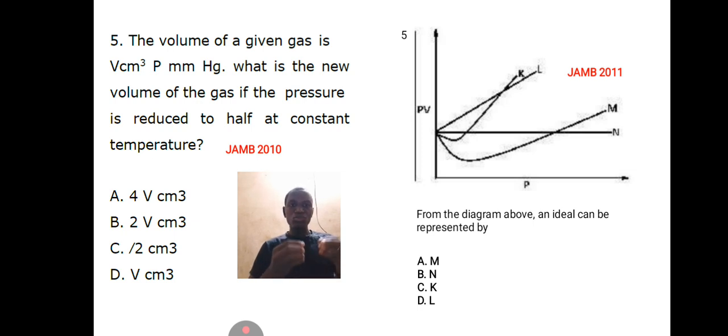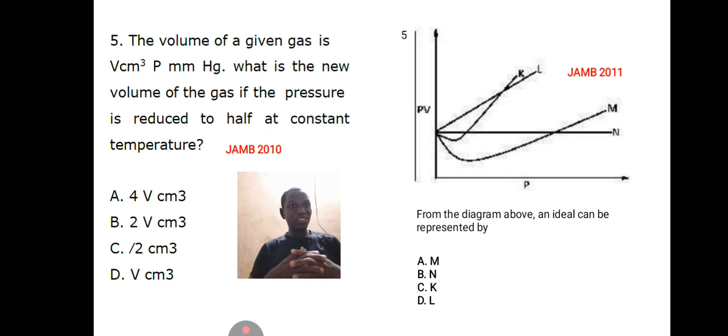So I'm going to treat a good number of questions that are related to kinetic theory of matter that are real JAMB past questions. This will help you evaluate yourself and learn more even as we proceed. Look at the first question. The first question is talking about gas laws. It says the volume of a given mass of gas is V centimeter cube, at pressure P millimeter mercury, and you observe that real numbers are not given to you. How do you approach this?